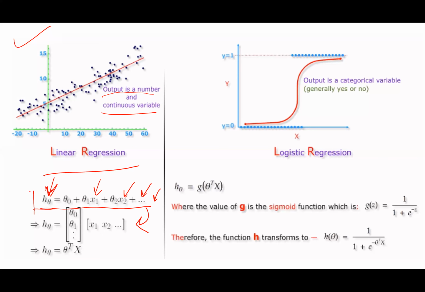This is just a matrix, a collection, a vector of all the thetas. And x1 and x2 are the features, right? It's a column vector. So if you do matrix multiplication, you will get this simple multiple linear regression formula. This whole thing can be written as h naught is equal to theta transpose of x.